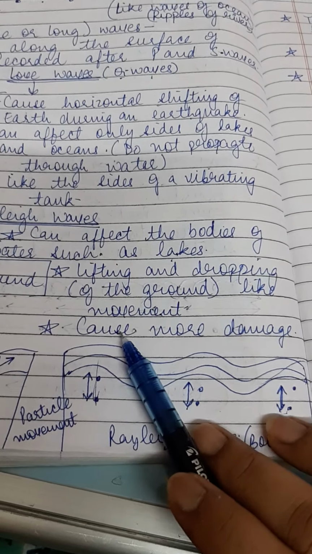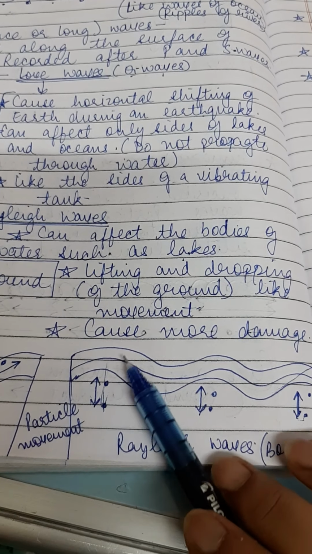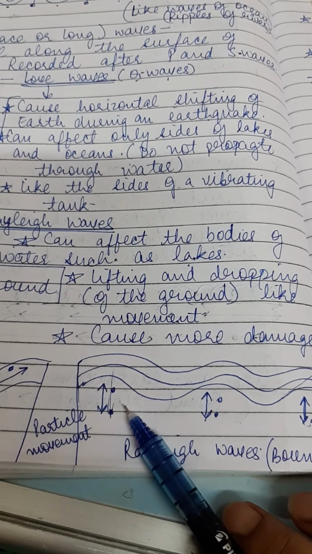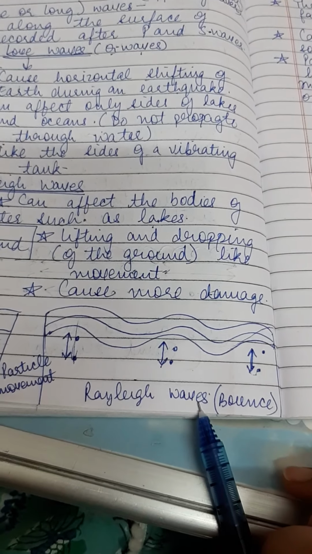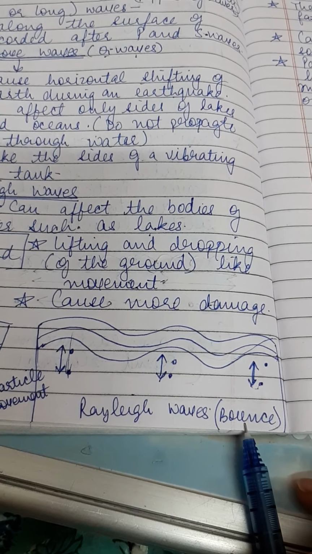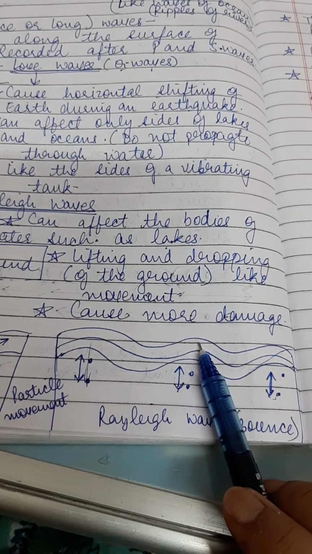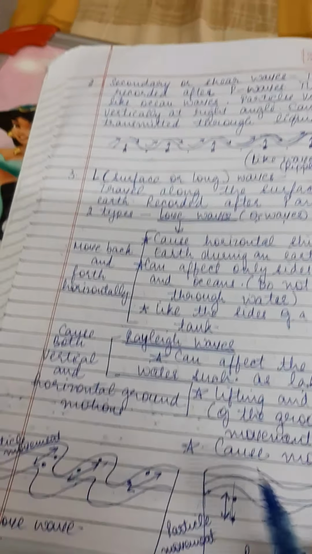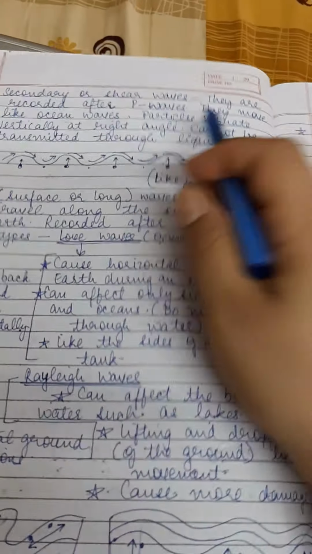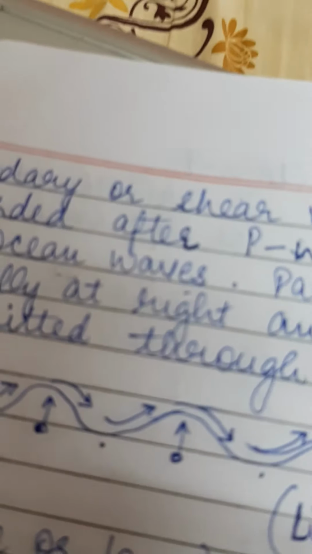And these waves cause more damage, because lifting means going against the gravity, and then dropping means that it could even harm the people. And these are the Rayleigh waves. That means here Rayleigh waves have some bounce. The particles or the things on the earth's crust have a bounce, so these Rayleigh waves are more damaging. So children, we have studied here three types of waves: primary waves, the secondary waves, and the long waves. Thank you.